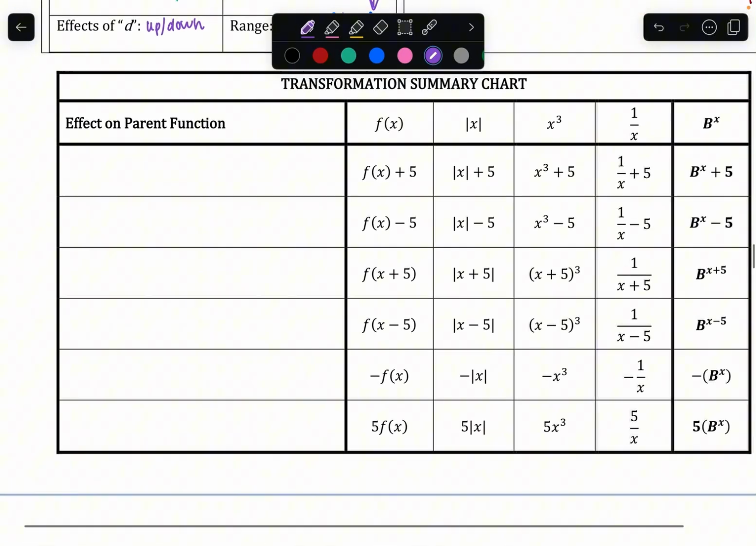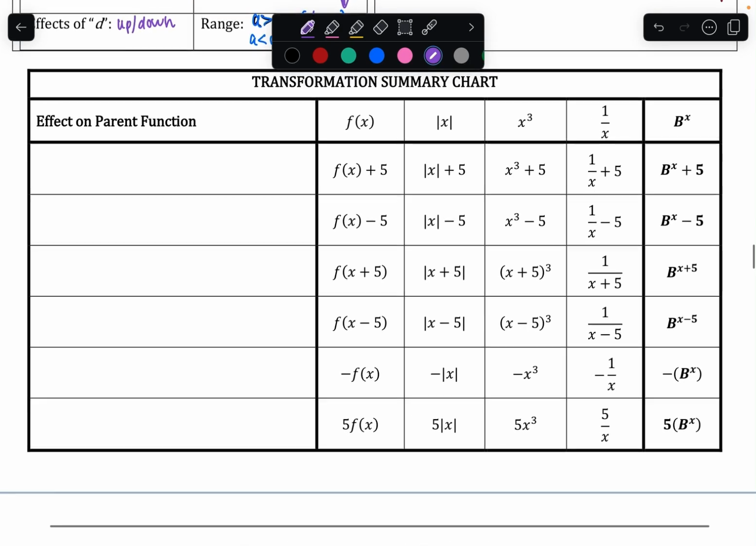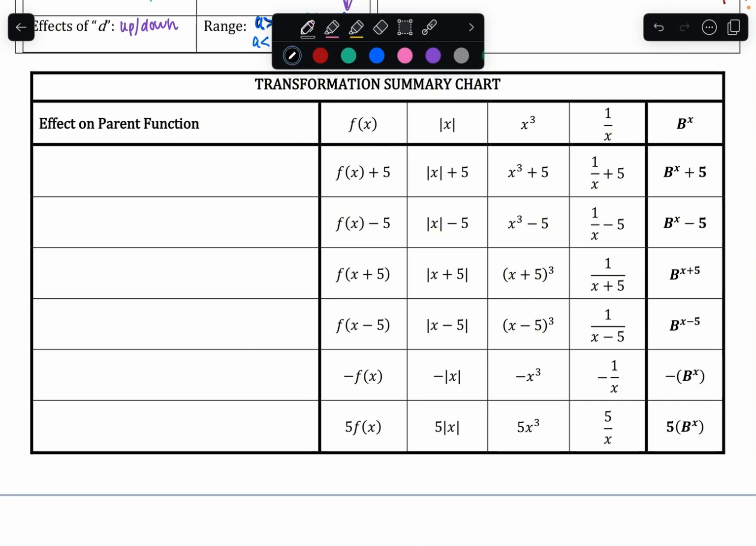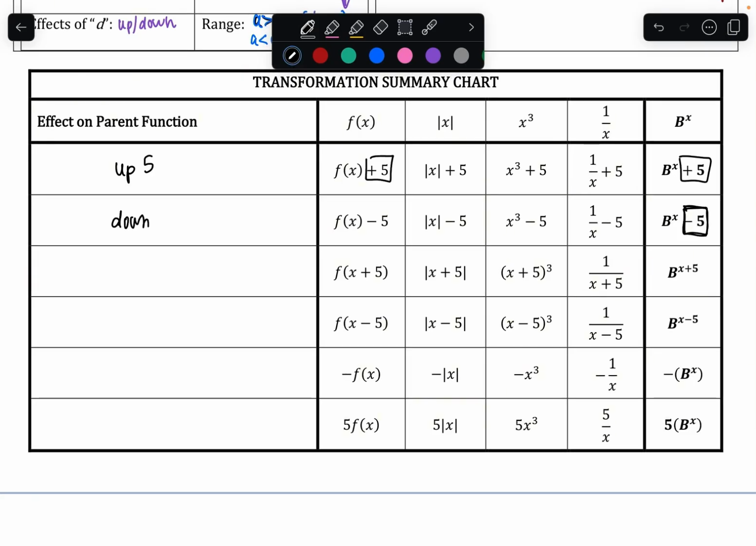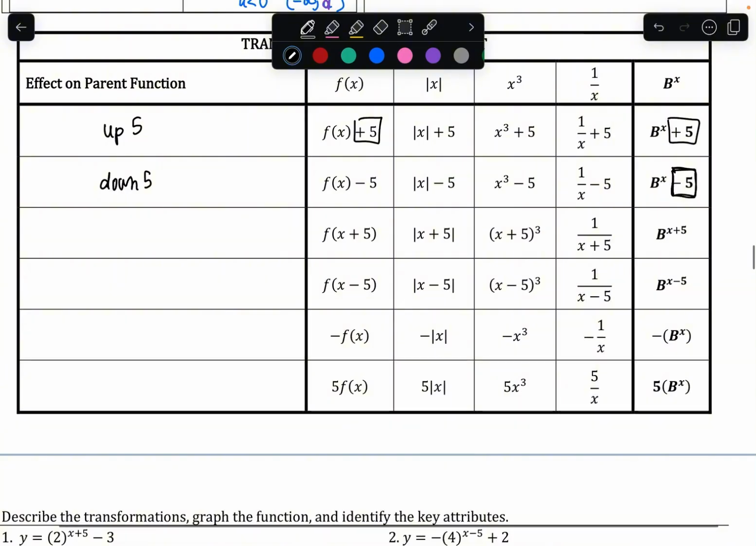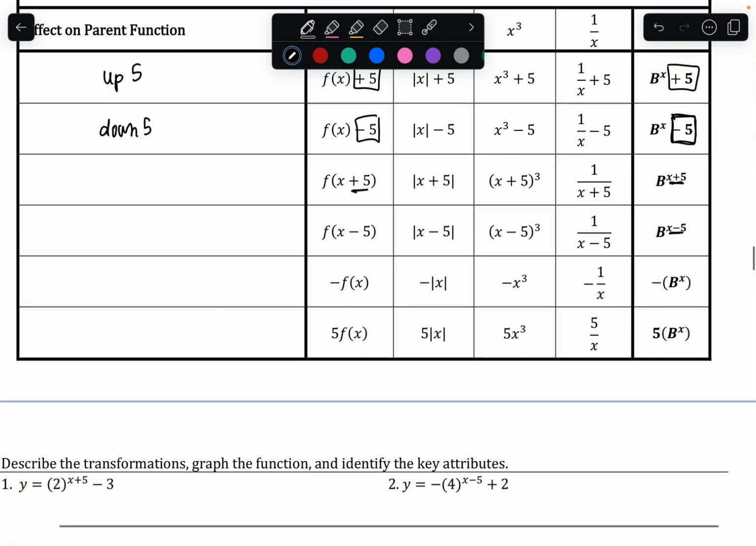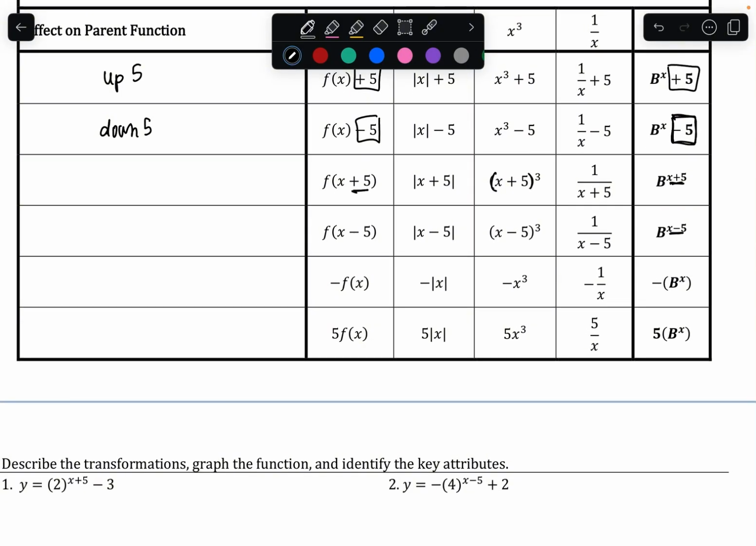Okay, and so the last thing I want to do on this first page is just remind you of what all our transformation rules look like. A +5 outside the function would be outside your exponential expression. That would move you up 5. -5 outside the exponential expression is down 5. Now inside and outside the parentheses now corresponds to inside and outside the exponent. And then remember, anything inside the parentheses, I call these the crazy house. Everything's backwards. So plus moves you left, and then minus moves you right.